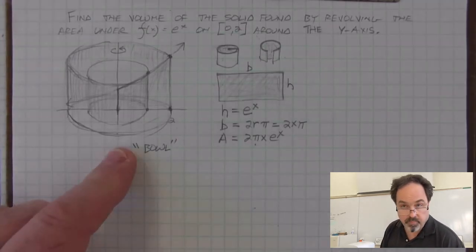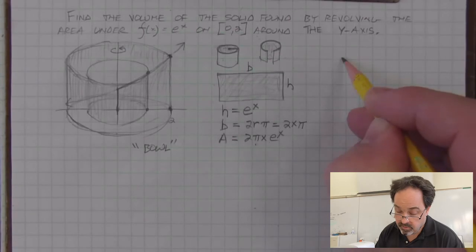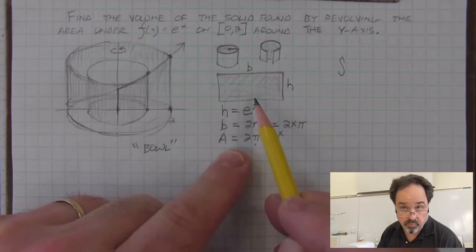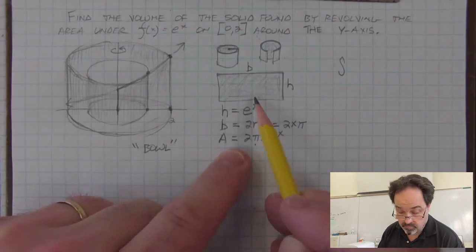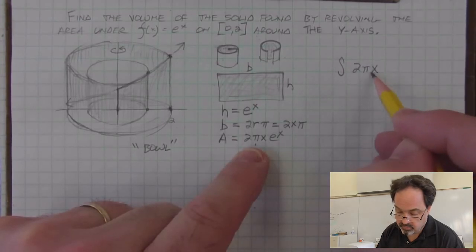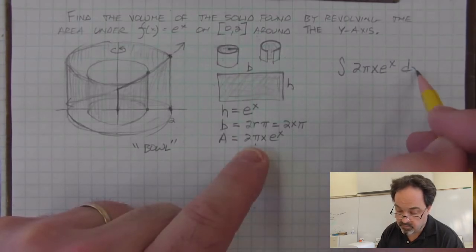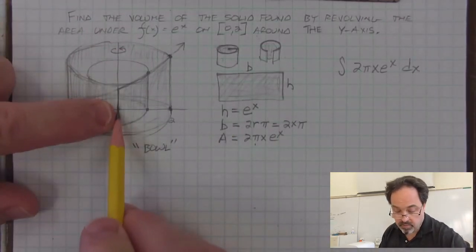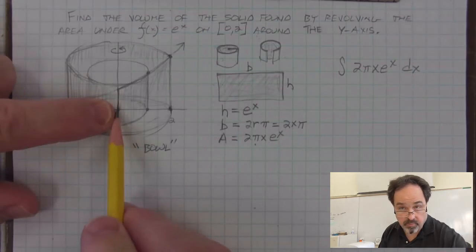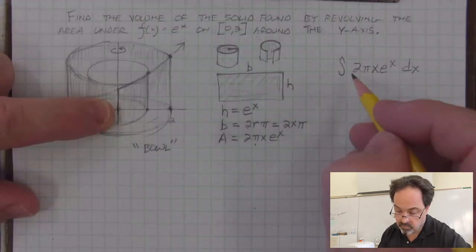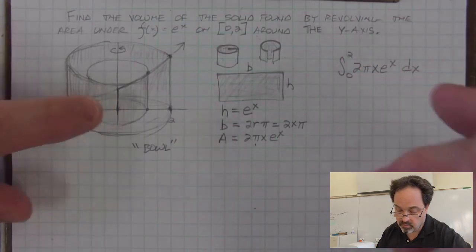How do I find the volume? I'm going to be integrating the formula for the area of the 2-dimensional shells, which is a rectangle. I'm going to be integrating 2 pi x e to the x with respect to x. And I'm going to do that for the first shell created, though it's a line, at 0. And I'm going to create an infinite number of infinitely thin shells at each value of x until I get to 2. The bounds of integration are 0 to 2.